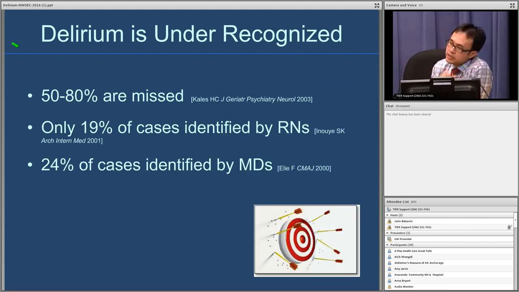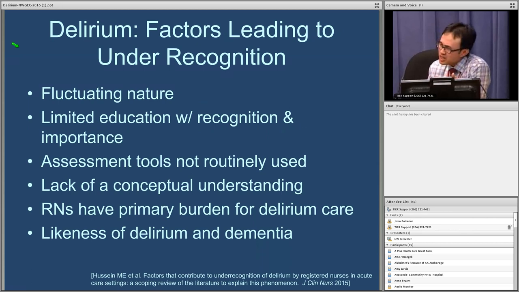Although delirium is incredibly common, unfortunately it's under-recognized. Up to 80% of cases are actually missed. Nurses, who provide most of the care for hospitalized patients, particularly the delirious ones, miss up to 20% of cases. Physicians do equally badly. So all healthcare providers miss these cases. You'll ask yourself, why is that the case? Part of it is the fluctuating nature of things. For example, nurses and physicians now spend less time at the bedside, and so we might not be capturing the fact that it's fluctuating in nature.